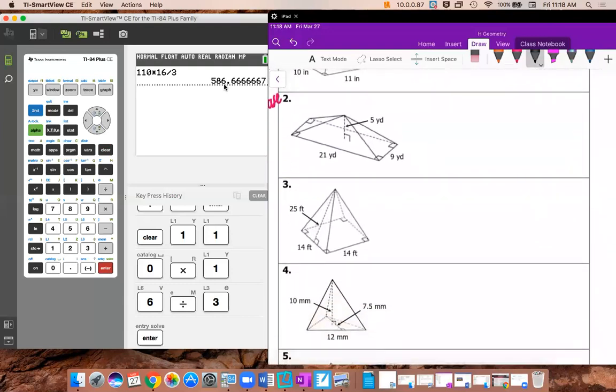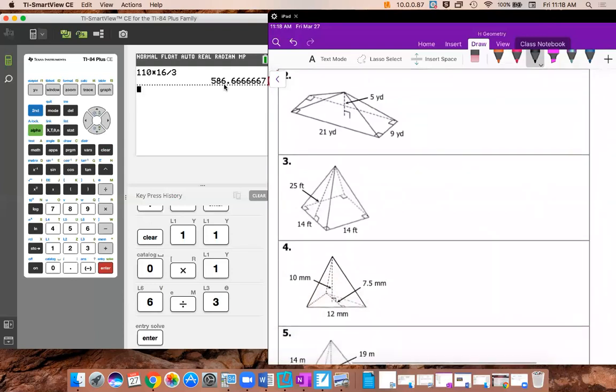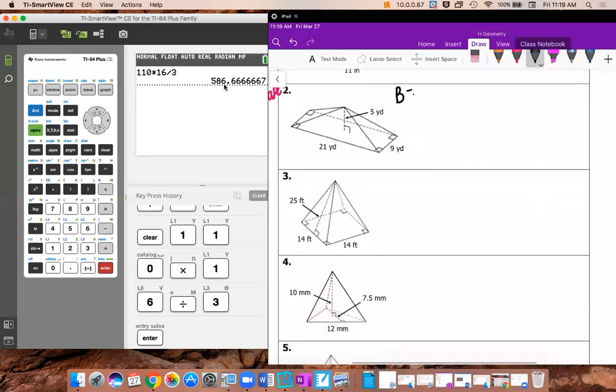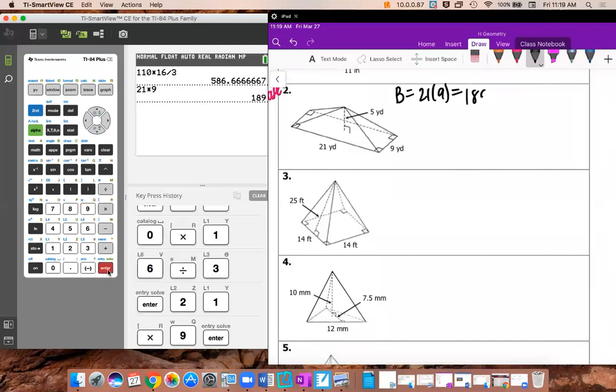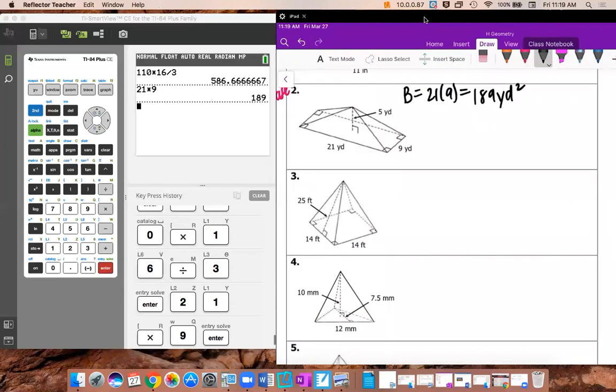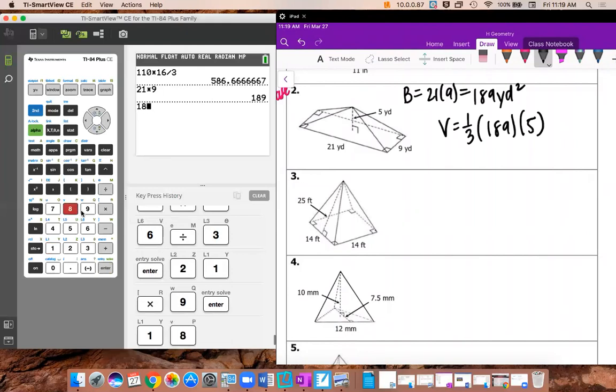Number 2, it looks like it's the same thing, but our base is, well, it's still a rectangle. So let's find the area of the base first. Base equals 21 times 9, so 21 times 9 becomes 189 yards squared. So the area of our base is 189 yards squared. And then we're just gonna find the volume. So volume is 1/3 times the area of the base times your height, and they do give us the height, and this one is 5. Now we just plug it in. So 189 times 5 divided by 3. Then volume for this one is a nice 315 yards cubed.